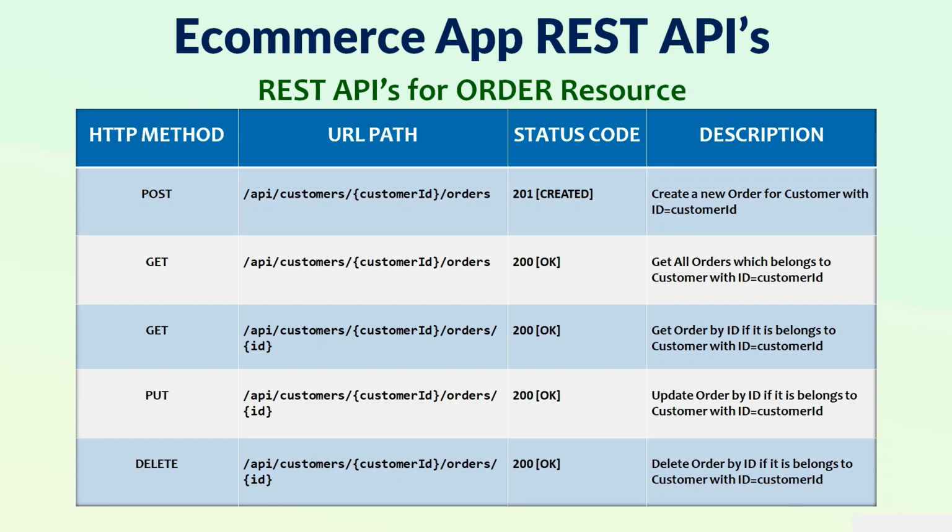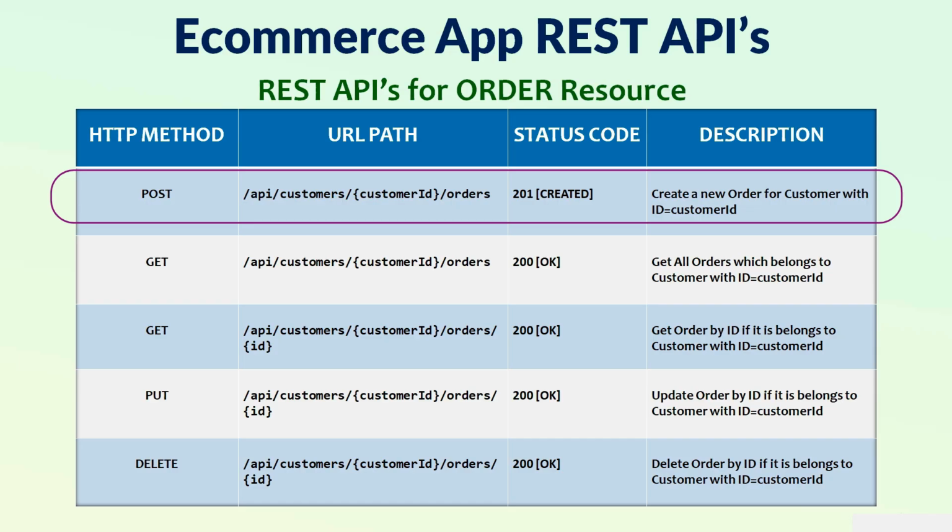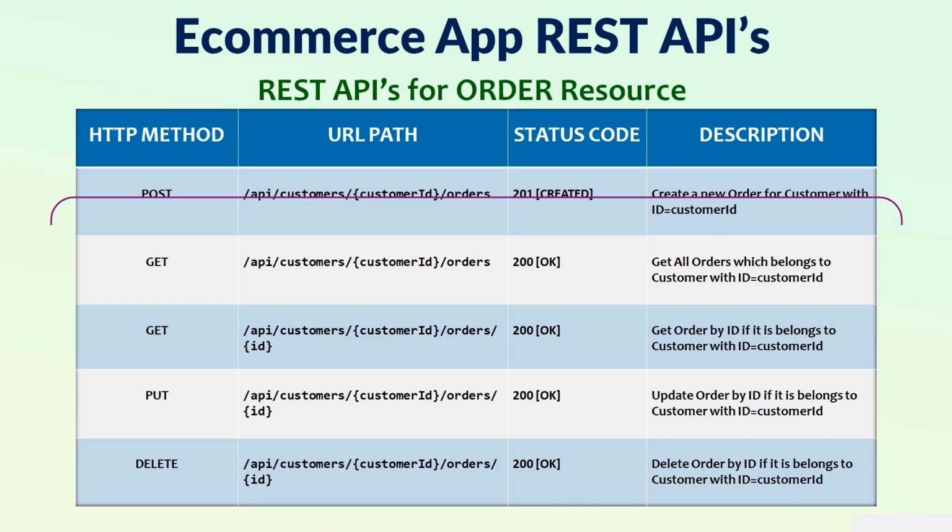Hi, welcome back. In this video, we are going to implement create new order for customer with ID REST API. It handles HTTP post method and URL is /api/customers/customerId. We need to provide customer ID dynamically. /orders and its status code is 201 created. Let's move to STS IDE. Let's create this REST API.